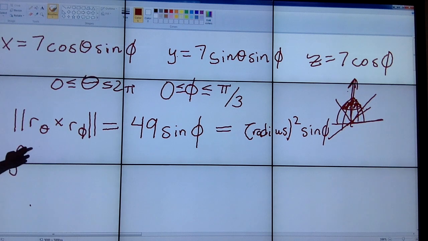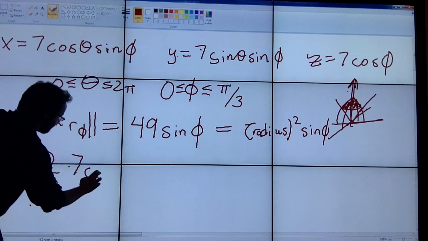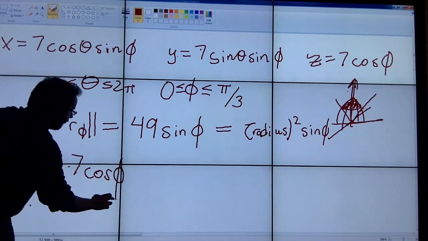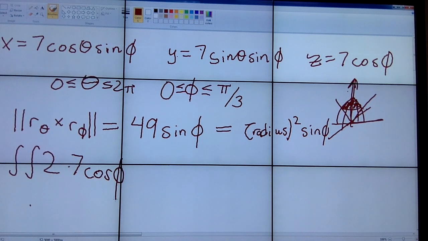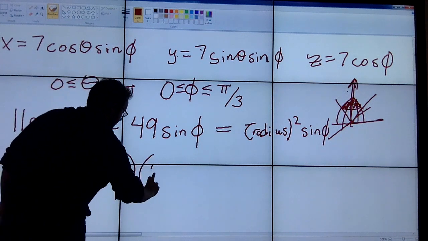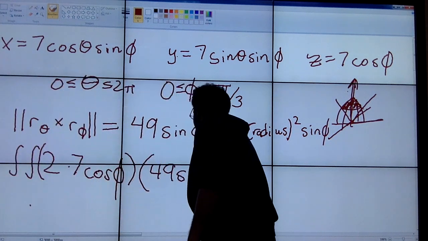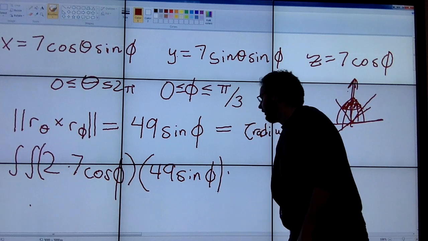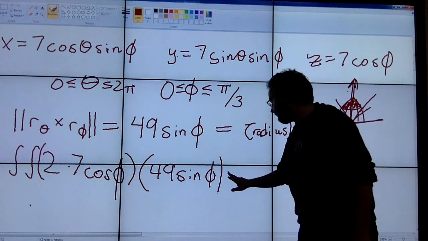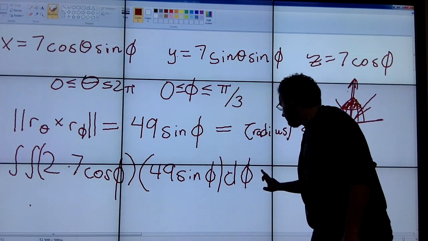So we have the double integral of what? Read it to me. Double integral of 2z dS. So the 2 stays. What does z get replaced by? 7 cosine phi. And what does dS get replaced by? 49 sine phi. 49 sine phi. And then what are our parameters? d phi, d theta. Cool?